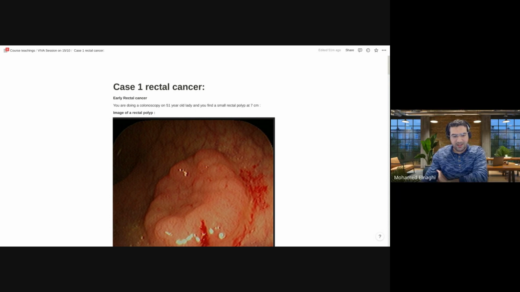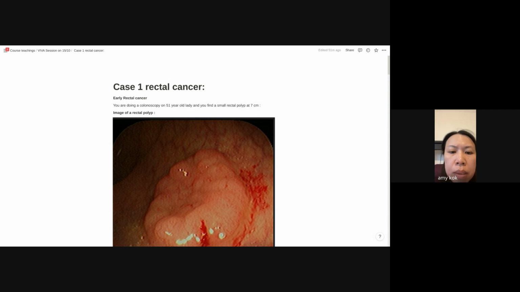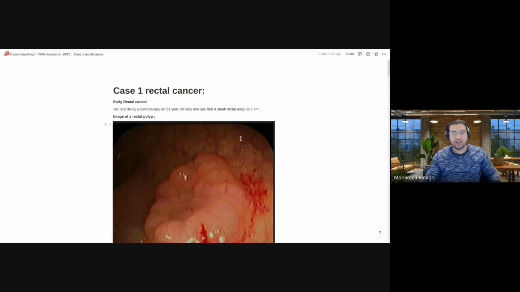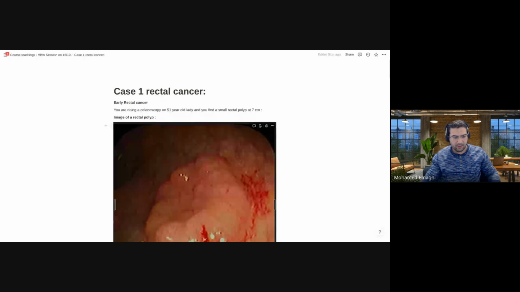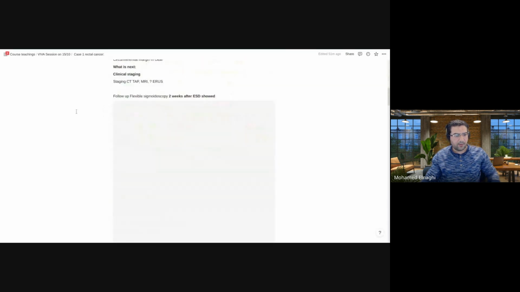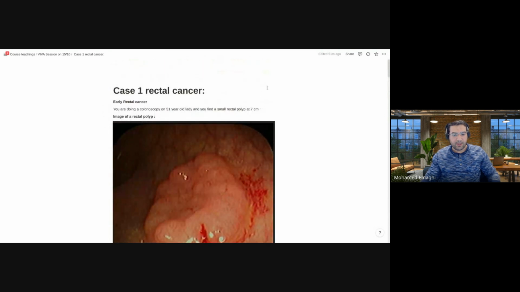Can you see the image? Yep. Sorry, I'm just trying to see how we can scroll it down, which is not as easy as expected. Just give me a second, just see if I can scroll it down. Okay, fine. I got it now.